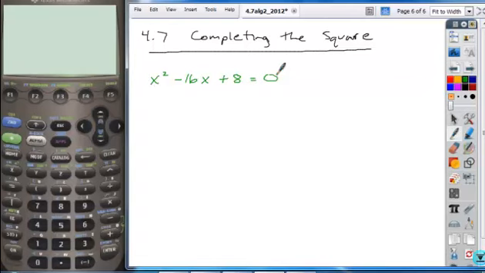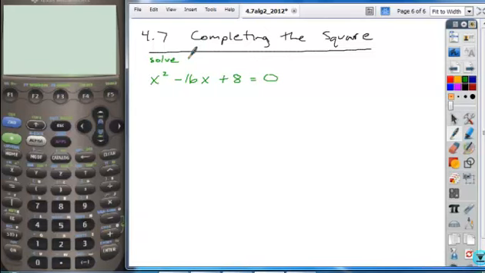So the process for completing the square, you're going to be asked to do two things. One, you're going to be asked to solve. If you're asked to solve, even if the directions tell you to solve by completing the square, you don't need to. If there's a more efficient way to do it, you'll do it, and that efficient way is to use the solve feature of your TI-89.